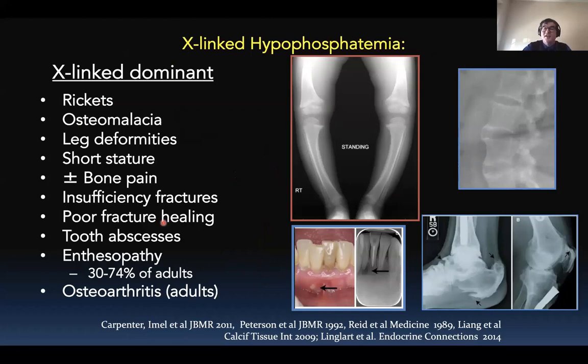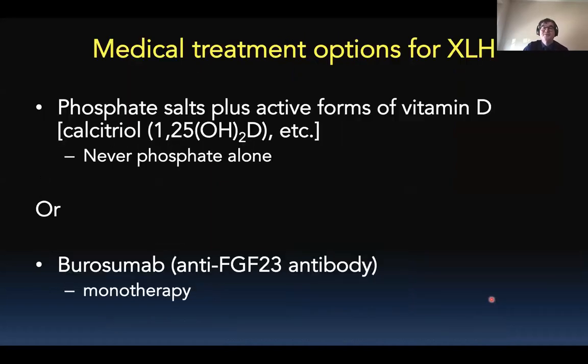And that includes insufficiency fractures, tooth abscesses as illustrated here in the middle of the slide. And they get calcifications of ligaments and tendon insertion sites. And so you get enthesophytes and osteophytes in the spine, the hip, here's the knee and the ankle. And a lot of the adults have osteoarthritis.